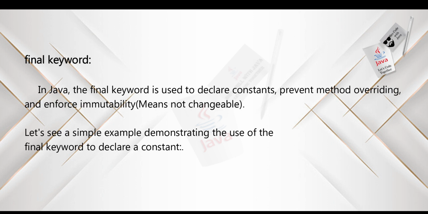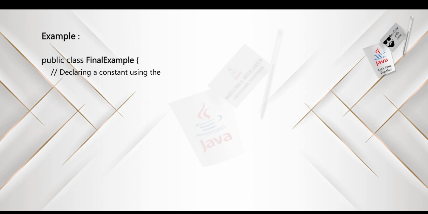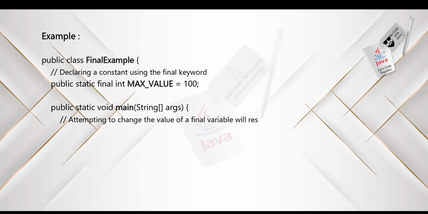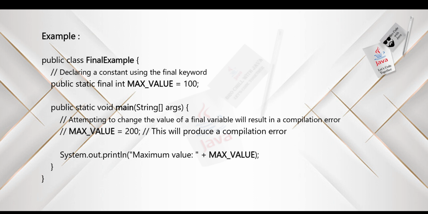In Java, the final keyword is used to declare constants, prevent method overriding, and enforce immutability. Let's see a simple example demonstrating the use of the final keyword to declare a constant. In this example, we declare a constant maxValue using the final keyword.